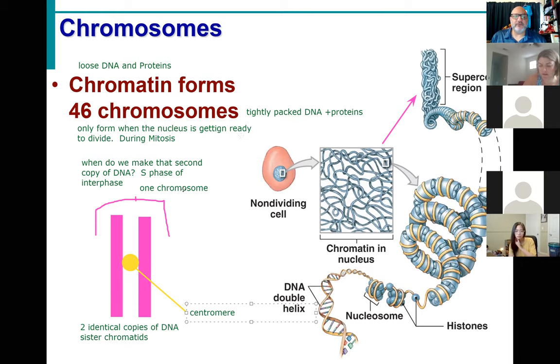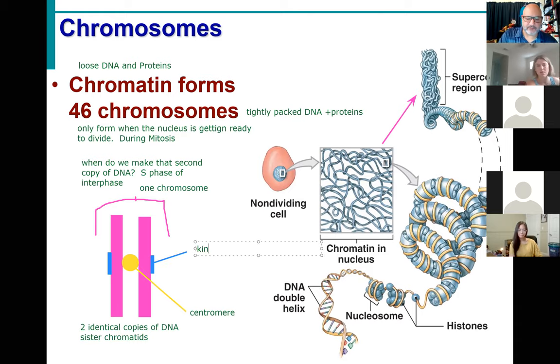And we need to be able to move these sister chromatids around inside of the cell. And so there are also going to be additional proteins that are located out here on the sides of our chromosomes. And these additional proteins are called kinetochores.